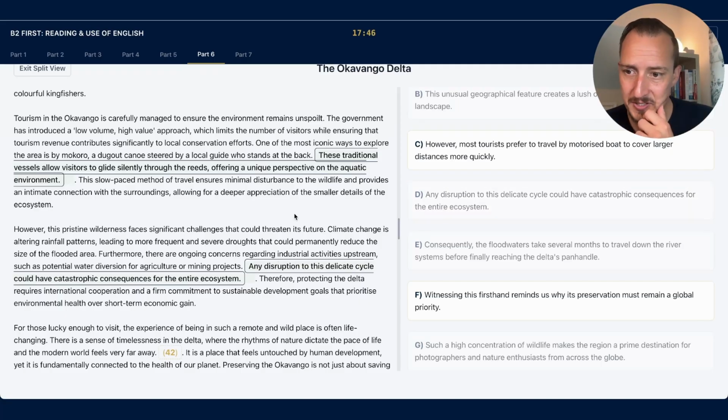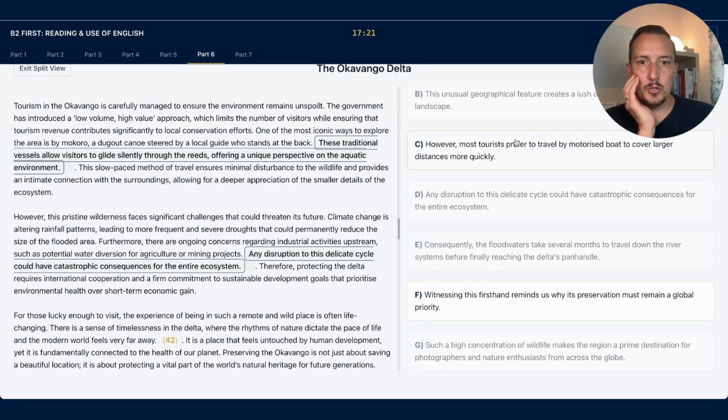So any disruption to this delicate cycle. So again, let's just see if we can link up this delicate cycle. Climate change, wilderness faces challenges, droughts permanently reduce the flood area, furthermore ongoing concerns. Yeah, so the delicate cycle of sort of rainfall patterns, that is what delicate cycle is being referred to, could have catastrophic consequences for their ecosystem. Okay, perfect. So we've got 2 left to go and the final one.